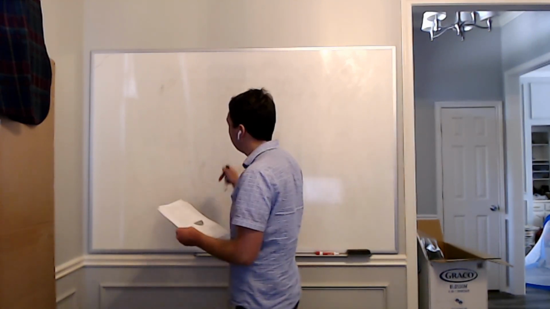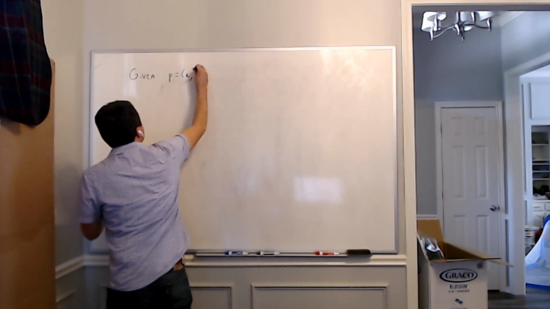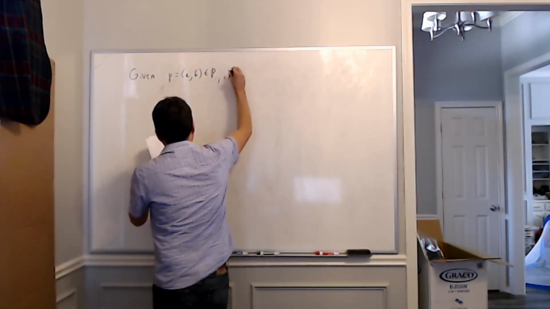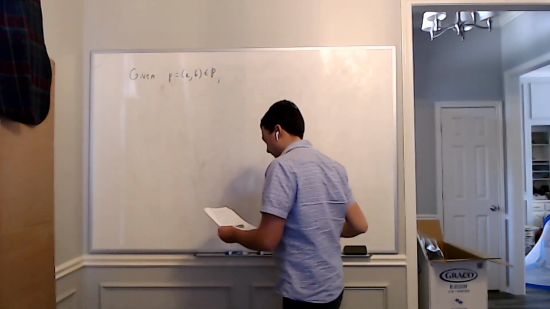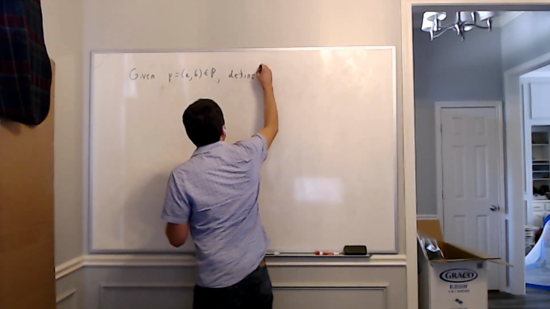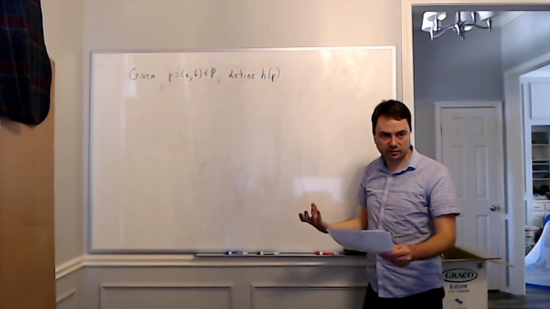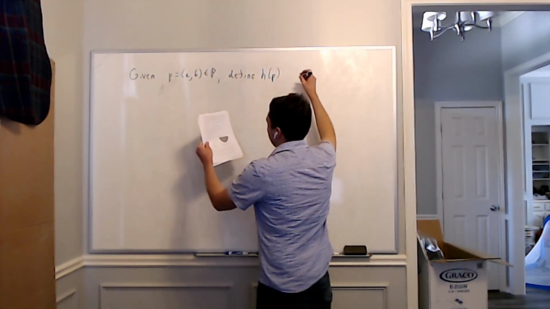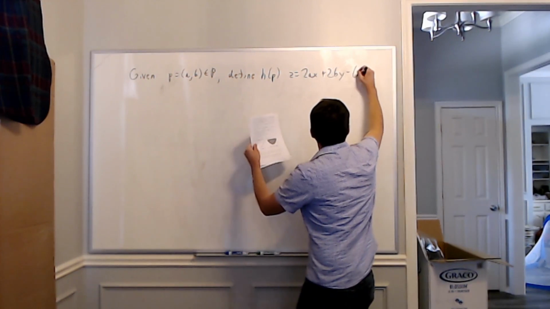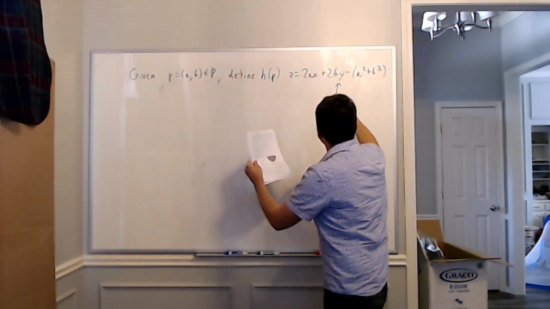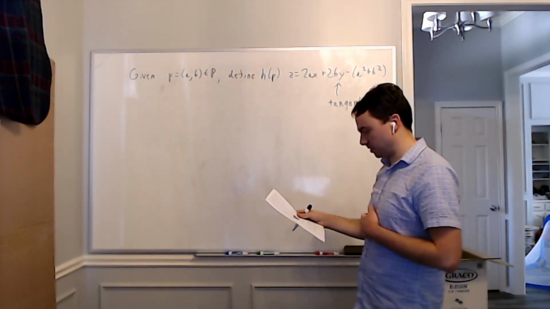So if you're given a point P equals (a, b) in your input point set, we're going to define H of P as the plane that lies tangent to the paraboloid at (a, b), which is z equals 2ax plus 2by minus (a squared plus b squared), and that lies tangent to psi. That's going to be H of P.